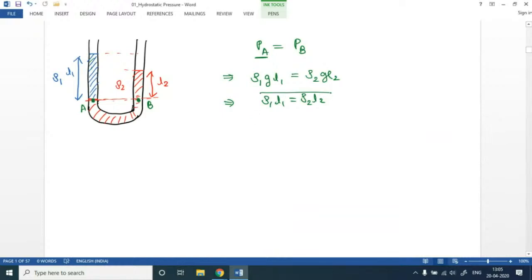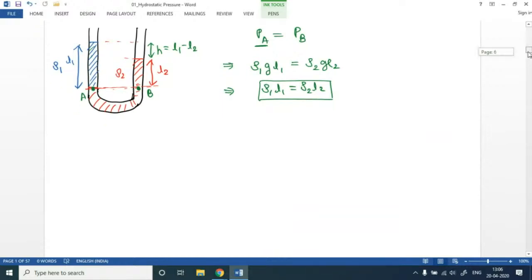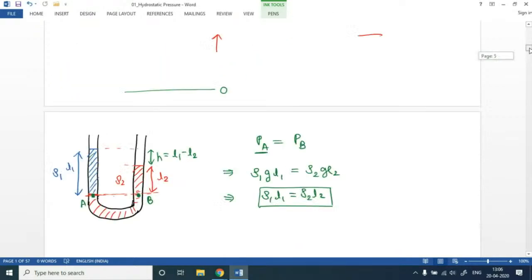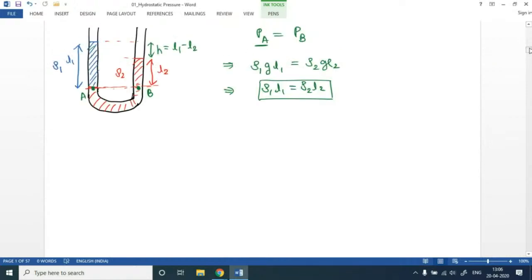So this is an important relationship. Once you have found the values of L1 and L2 in a given question, you can also find this H, which would be simply L1 minus L2 over here. So this is one very simple question. Another simple question of a U-tube we can have is, let's say, we have another U-tube, something like this.